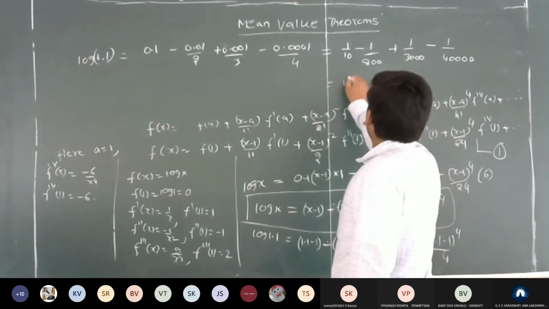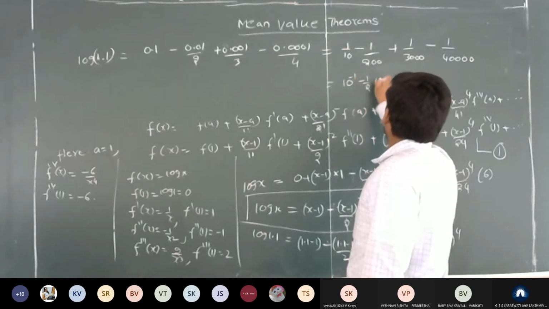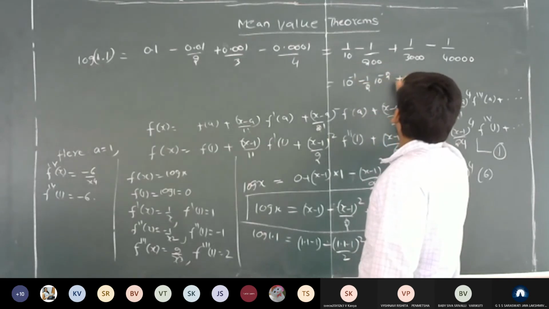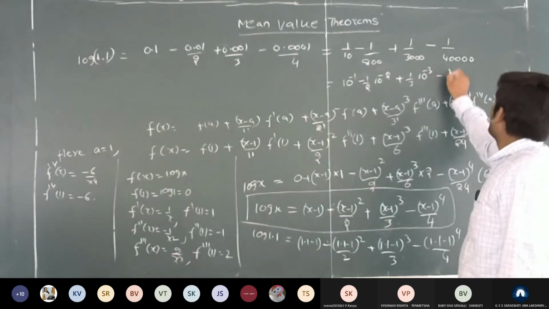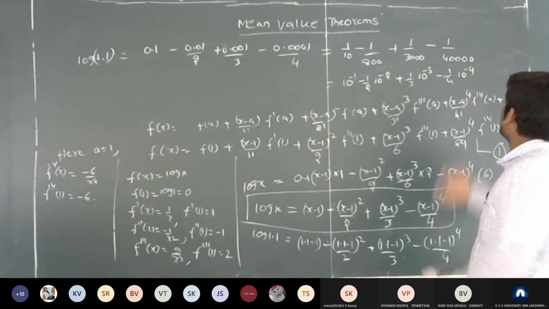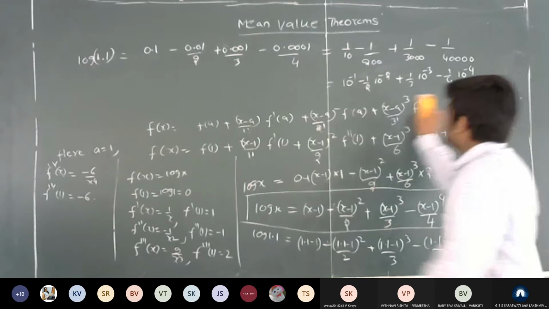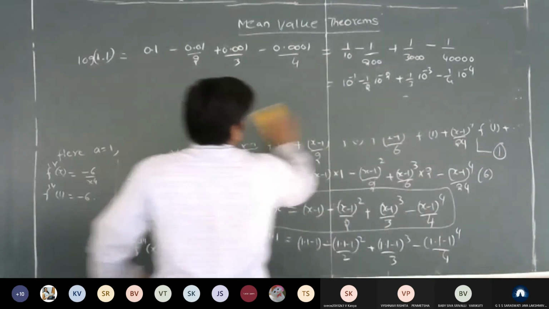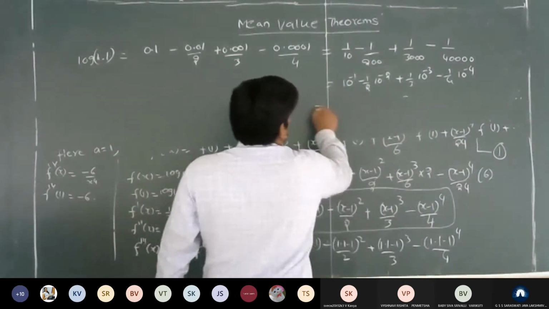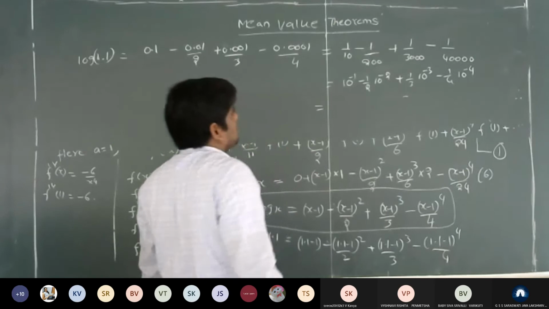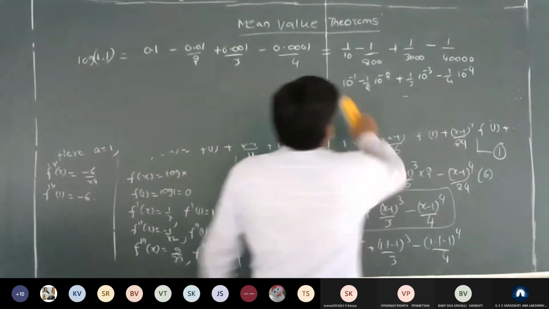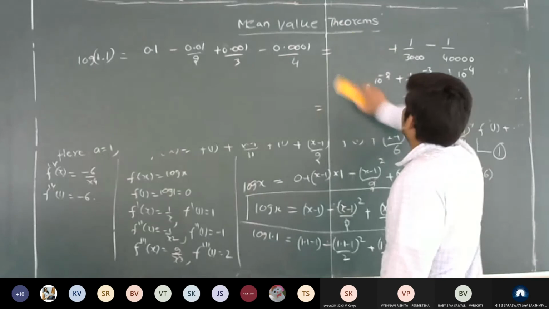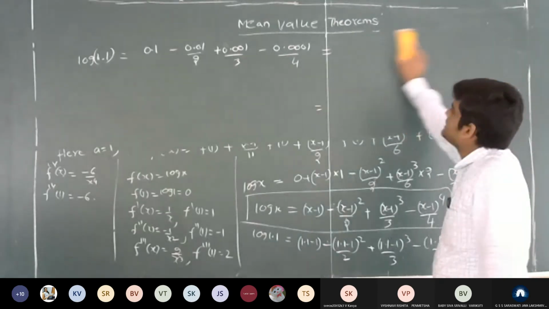So that means this is 10 power minus 1. This is 1 by 2 into 10 power minus 2. This is 1 by 3 into 10 power minus 3, minus 1 by 4 into 10 power minus 4. So simplify that one, because you can simplify in a simple manner, so you get the value very easily.